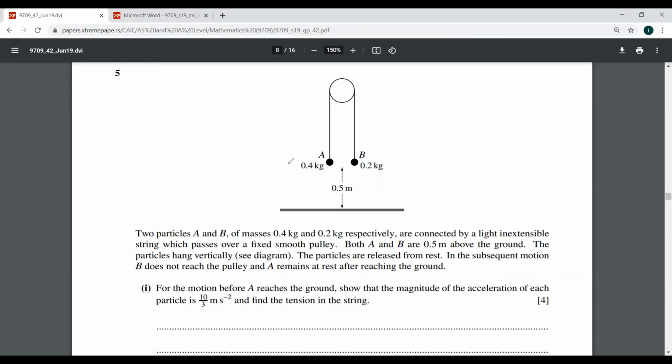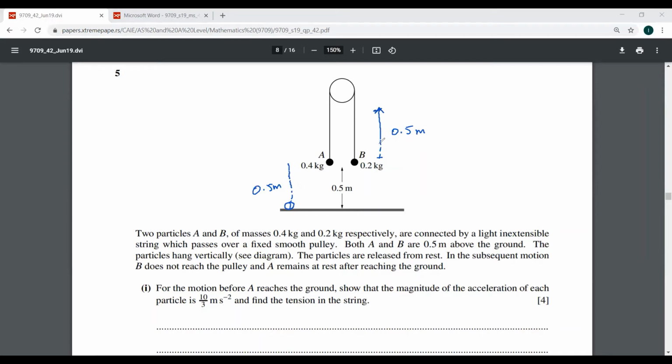Now guys, see, this A will go down here and it will hit the ground, okay? And it is not going to bounce back, okay? Now this B is going to go up here. When it has covered this A 0.5 meters, this B would have also covered 0.5 meters while moving upwards, vertically upwards, okay?